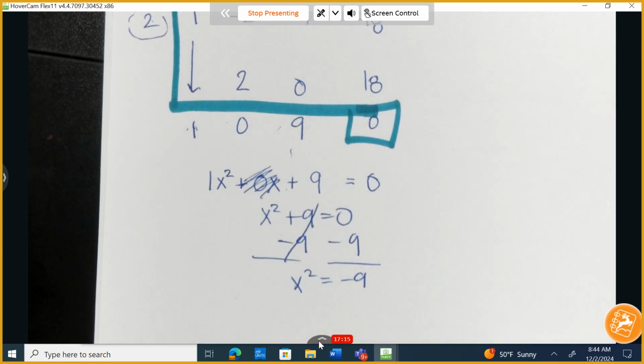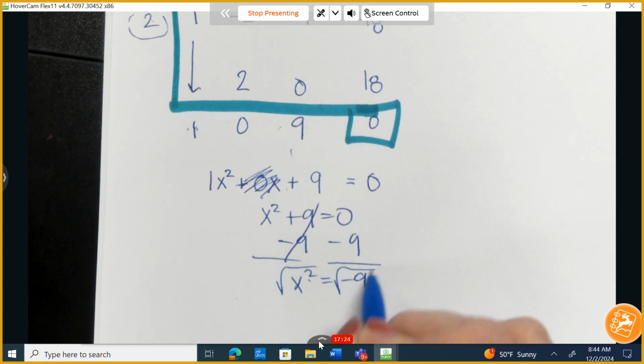0 minus 9 is negative 9. If we want to isolate the x, how do we get rid of the square? Okay, how many answers is this going to have? So I'm going to have 2 answers. Jade, can you take the square root of a negative value?